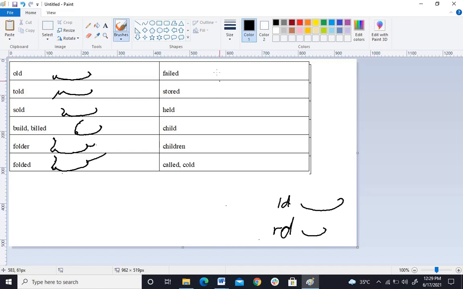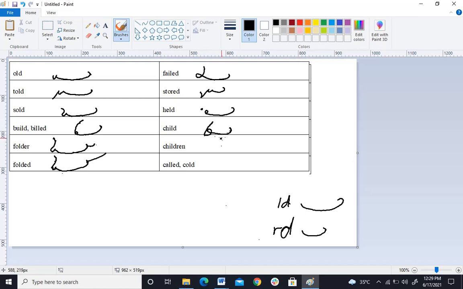Now, next, we have "failed": F-A-L-D. "Stored": store, stored. Okay, next. We have "held": E, L, D, and H. Next, we have "child": C, H, A, L, D.